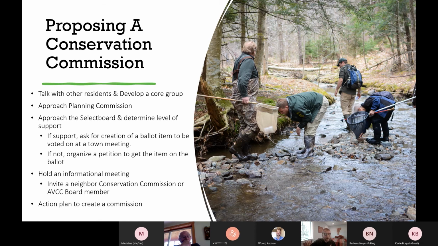So after that, you would hold an informational meeting. You could certainly invite neighboring conservation commissions or an ABCC board member. That informational meeting would bring those interested parties together and would allow you to set up your strategy, whether you're seeking that ballot item or seeking that petition as a way of moving this forward. And so you would have that action plan at that first informational meeting on how to create this commission.